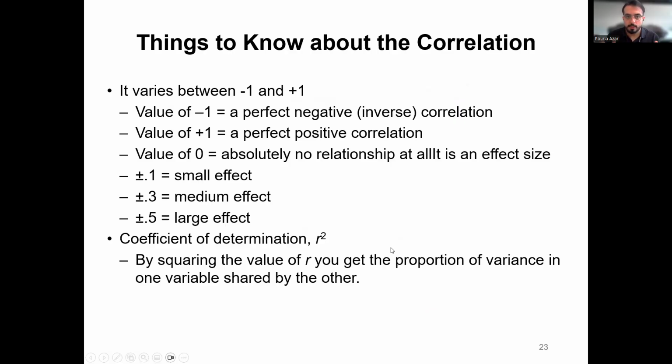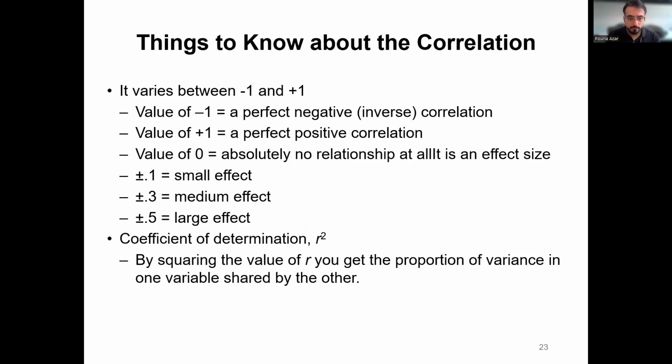So there are some important things to know about the correlation. As I said, it is always between -1 and +1. The correlation coefficient, or rho, r, the lowercase r, should be between -1 and +1. So the value of -1 indicates a perfect negative or inverse correlation or relationship. The value of +1 indicates a perfect positive correlation. A value of 0 means absolutely no relationship at all, and it is an effect size.